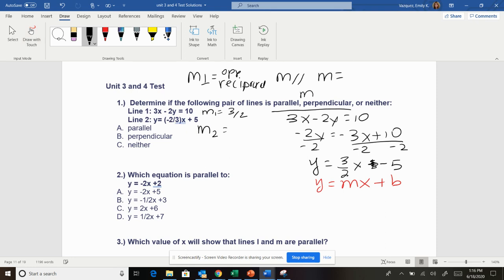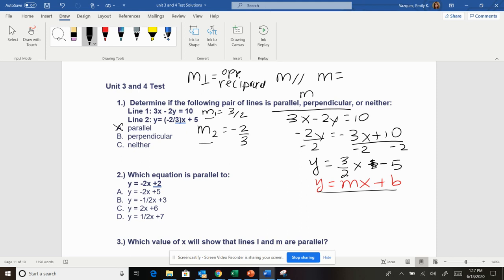For the second line, it's already in slope-intercept form, so I don't have to worry about doing any of this stuff on the right-hand side. All I have to do is use the slope-intercept formula, and whatever's attached to the x is my slope. So in this case, it's negative 2 over 3. So first of all, if these two lines were parallel, they would be the exact same number. So obviously, when I compare slope of line 1 to slope of line 2, they are not the same number, so it cannot be parallel.